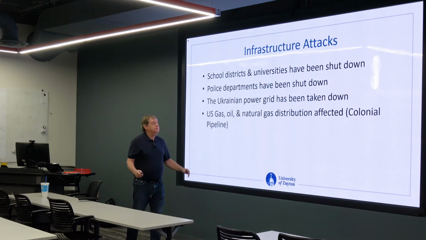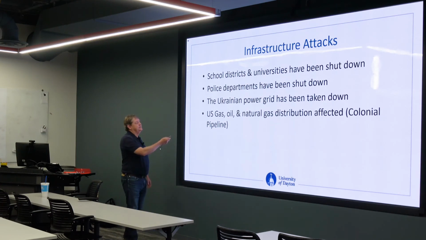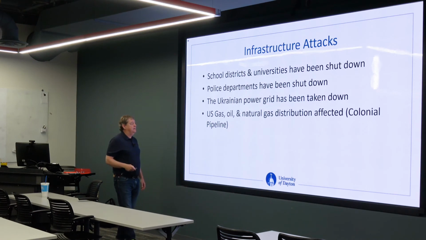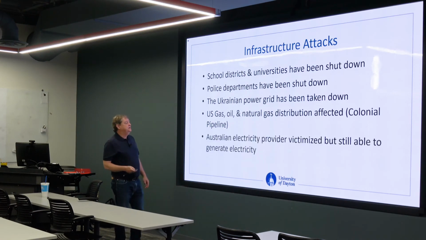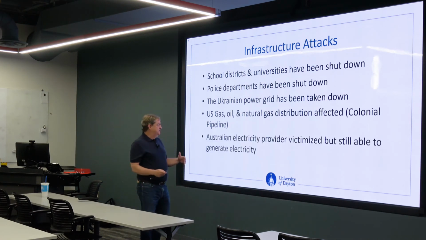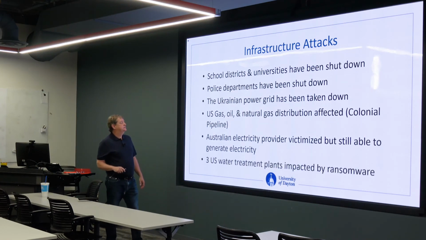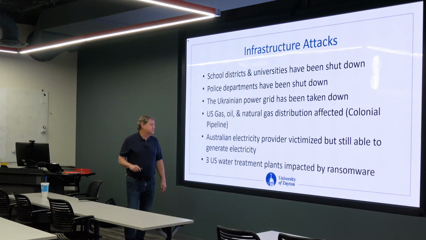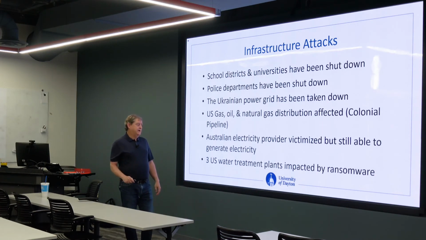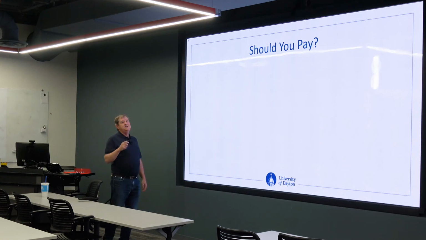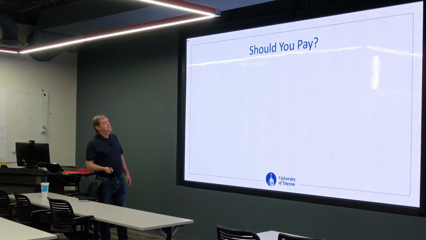Ukrainian power grid was taken down by the Russians. U.S. gas, oil, and natural gas distributions were affected. You remember the Colonial Pipeline attack. And then in Australia, an electricity provider was victimized, but they still managed to generate enough electricity to run their country. So that was a good thing. In the U.S., fairly recently, 3 U.S. water treatment plants were impacted by ransomware. So you see that there's a big problem with ransomware.